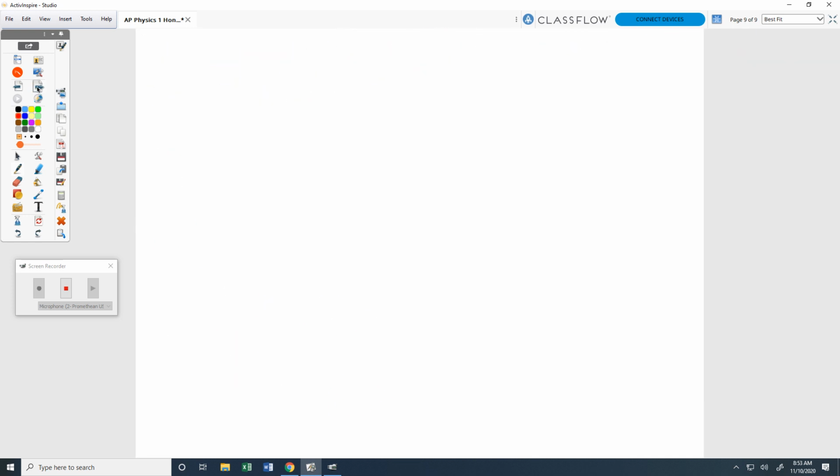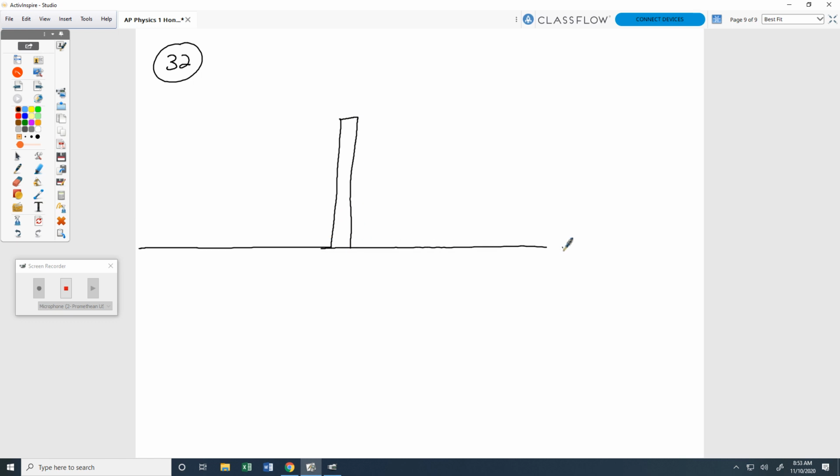So, problem number 32. Let's see if we can get a nice little setup. So I have some barrier here. I don't know what it is, so I'll just make it a wall. It's in the way. And they say that this is 13.5 meters tall.